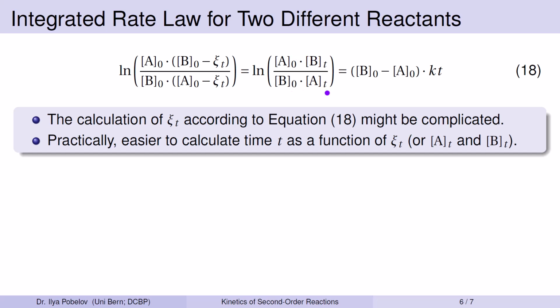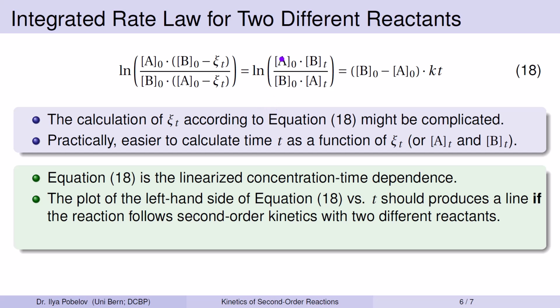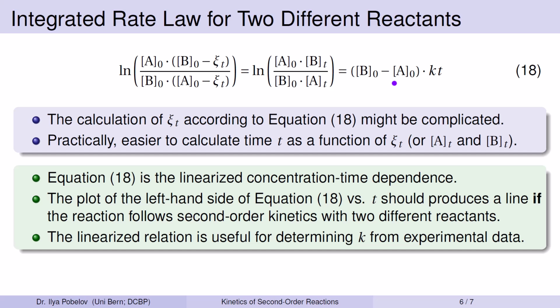Practically, it might be easier to calculate time as a function of the extent of reaction or, equivalently, of the current reactant concentrations. The same equation, in fact, represents the linearized concentration-time dependence for a second-order reaction of two different reactants. By plotting the left-hand side of the equation against time, we should obtain a straight line if the reaction follows second-order kinetics with two different reactants. This linearized relation is also useful for determining the rate constant k from experimental data.